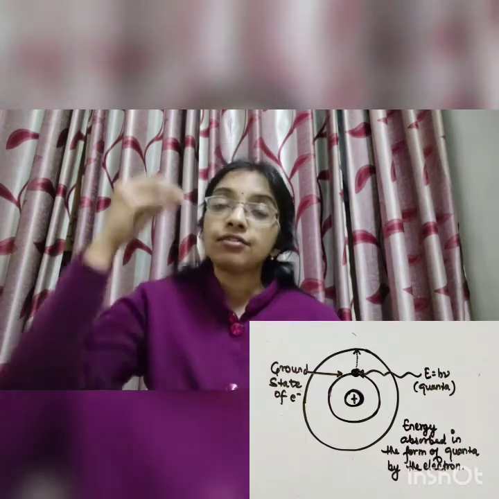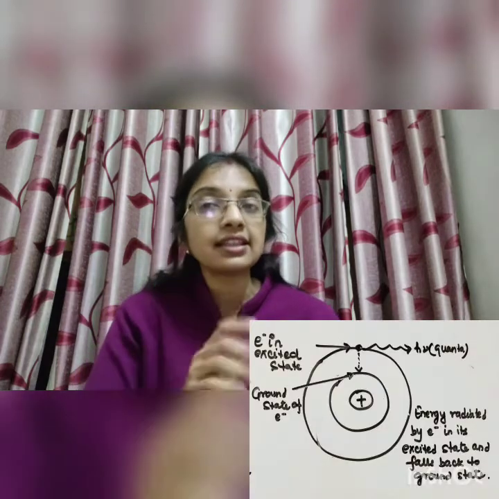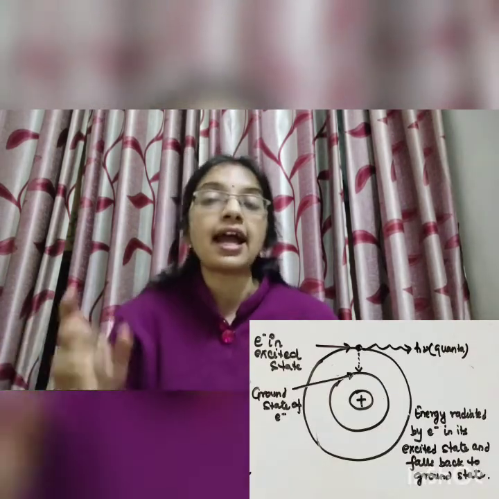Okay, there it will be unstable, and after some time it will drop back to its original state. In this process, the energy will be radiated, and it will be the same amount of energy that was absorbed by the electron, in the form of quanta. So this energy value is the energy difference between these two energy levels. Understood?